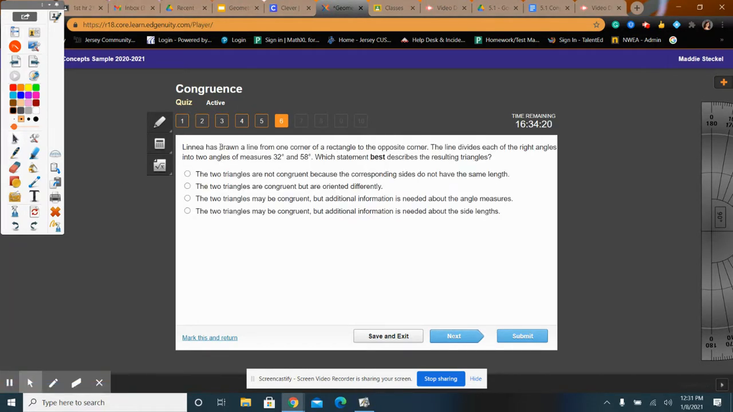Linnea has drawn a line from one corner of a rectangle to the opposite corner. Let's see what she did here. The line divides each of the right angles into two angles. Let's go draw our picture.